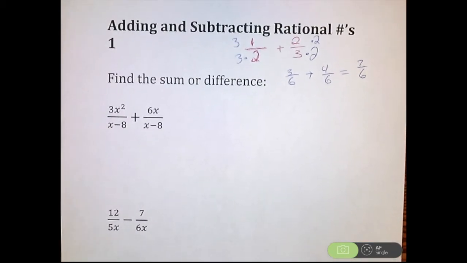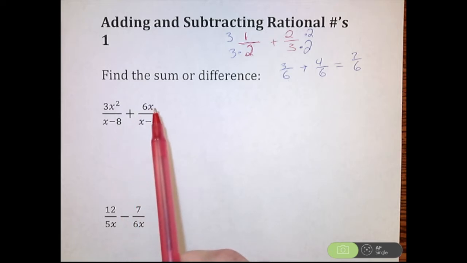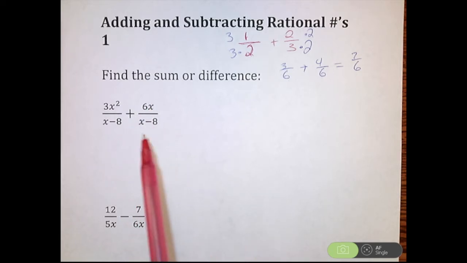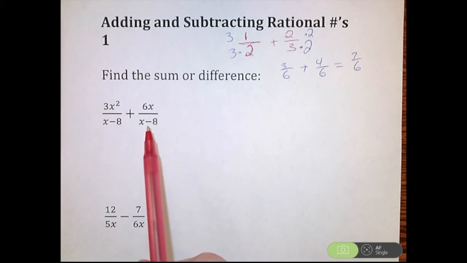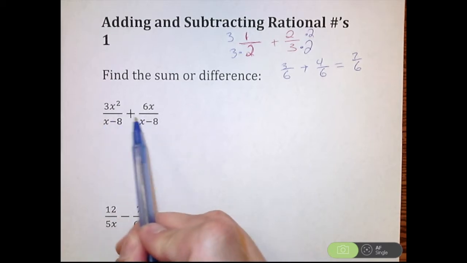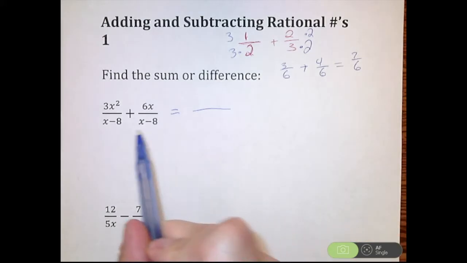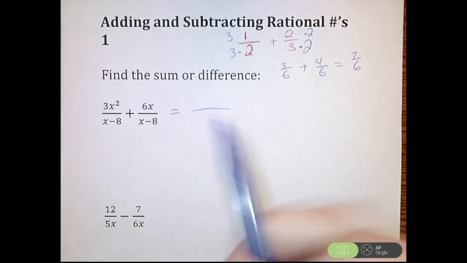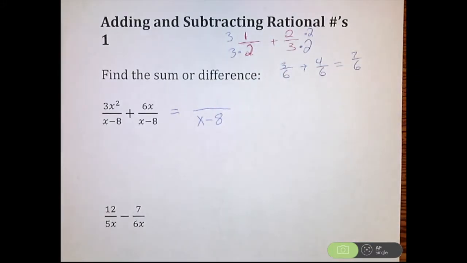So on this problem, we're going to find the sum or difference. So I have 3x squared divided by x minus 8 plus 6x divided by x minus 8. So notice how we have common denominators already. I have an x minus 8 over here, I have an x minus 8 over there. Because of that, that means we can add these fractions together. So when we're adding, remember that denominators are going to stay the same. So I have an x minus 8, those are common, so I'm still going to have an x minus 8 in the denominator. What's going to change is the top.